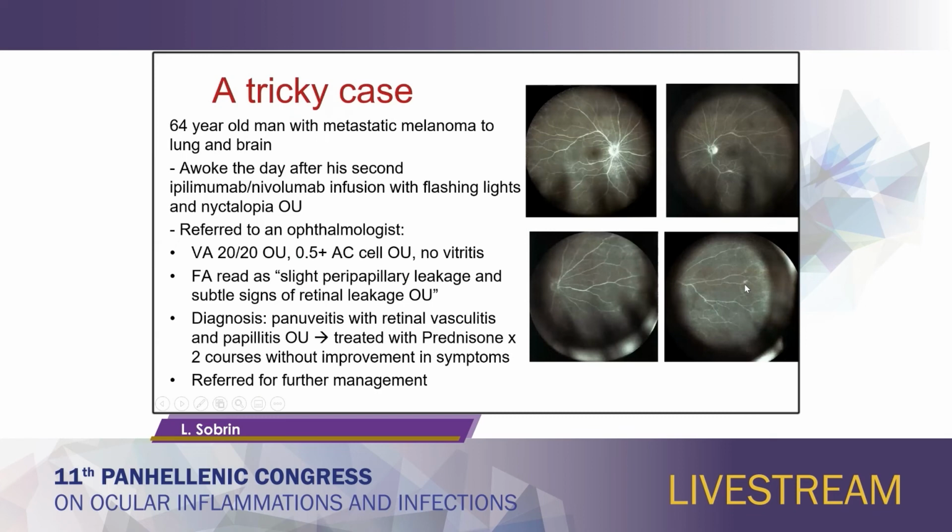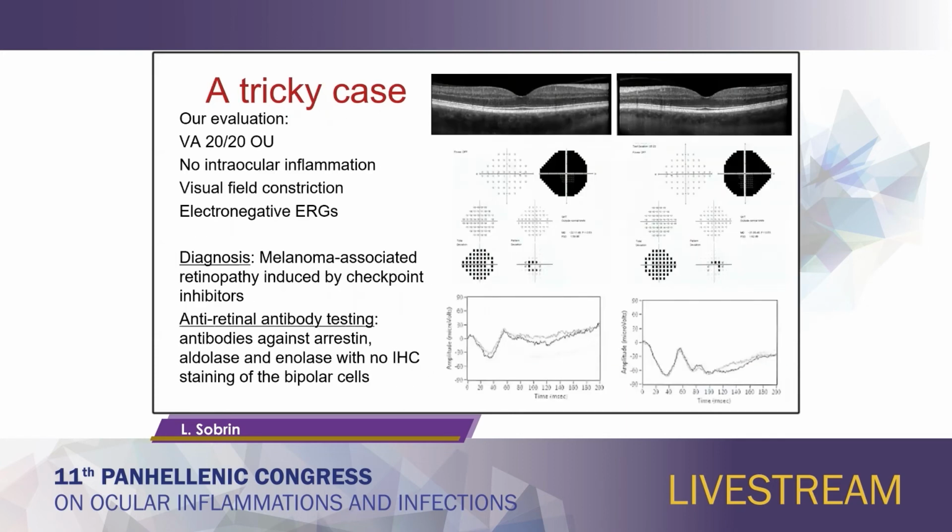He was diagnosed with panuveitis, retinal vasculitis, and papillitis, and treated with prednisone for 2 courses, but didn't improve, and so came for another opinion. He was 20/20, essentially, on our evaluation. We didn't see any inflammation, but he had severe constriction of his visual fields, and he had an electronegative ERG.